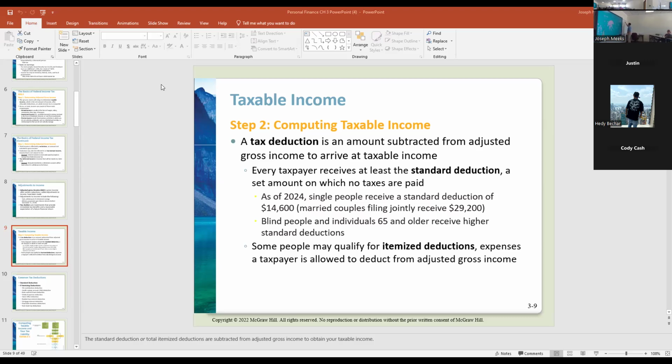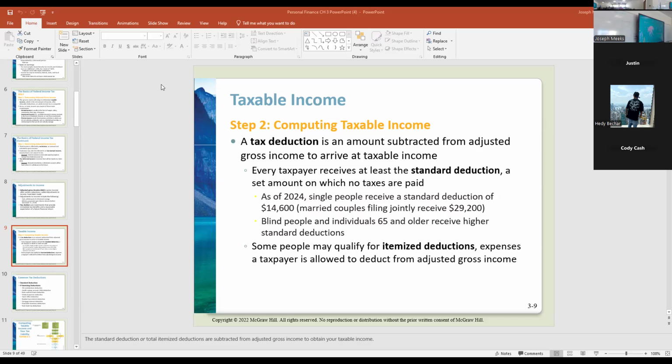Who wants to define what a tax deduction is? Let me pick on somebody in here. Hey Cody, on the Zoom call, can you hear me? Justin, can you hear me? I can hear you. All right, Cody, I'm gonna ask you, can you give us a definition of a tax deduction?